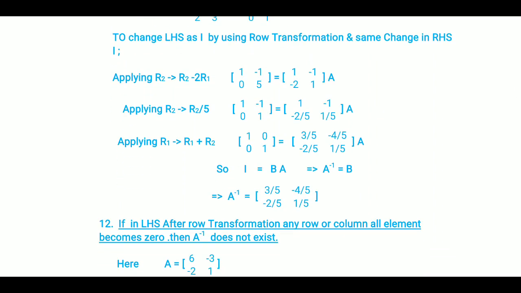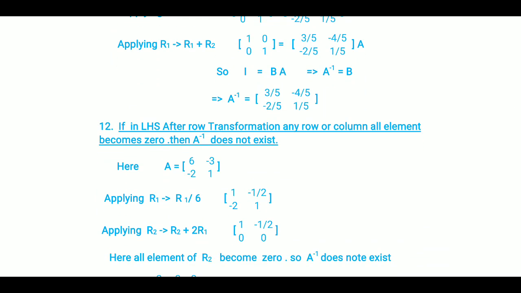Now in the left hand side we get the identity matrix of order 2. I is equal to B into A, and A and I are common, so A inverse is equal to B. This implies A inverse is equal to 3 by 5, minus 4 by 5, minus 2 by 5, 1 by 5. So we get A inverse.